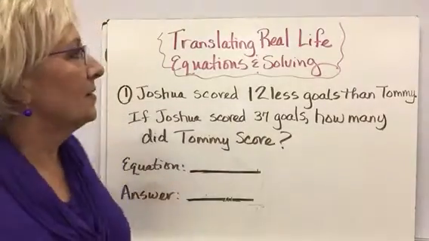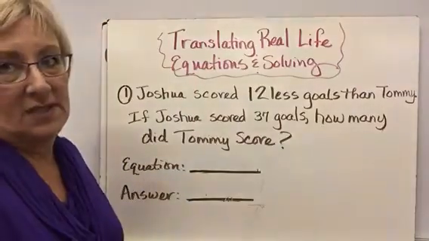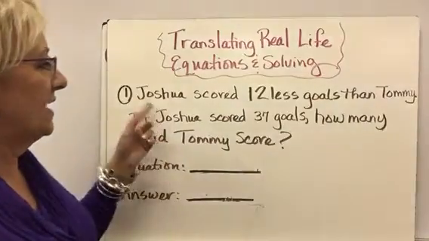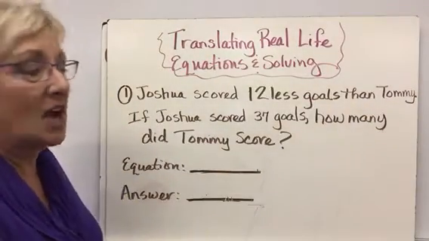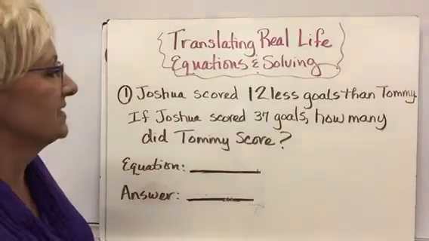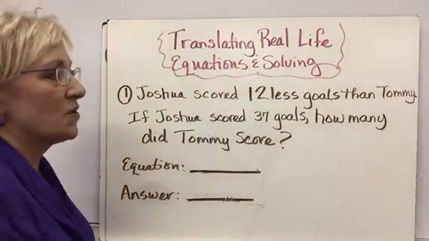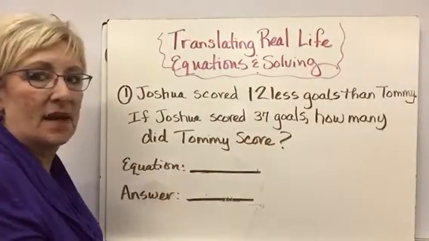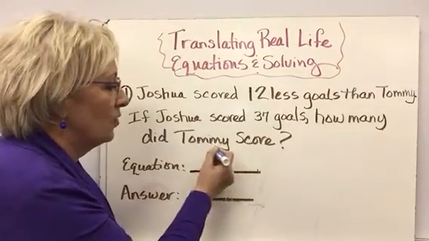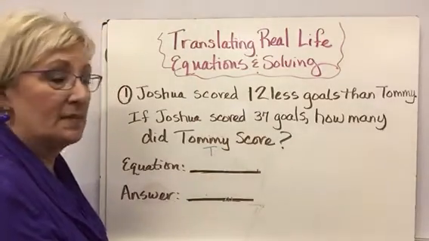Hi, we're talking about translating real-life equations and solving them by looking at problems. Number one says Joshua scored 12 less goals than Tommy. If Joshua scored 37 goals, how many did Tommy score? Tommy's is the one that I do not know, so I'm going to leave him as T.